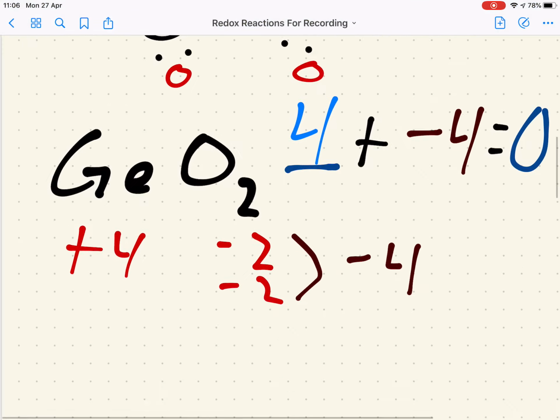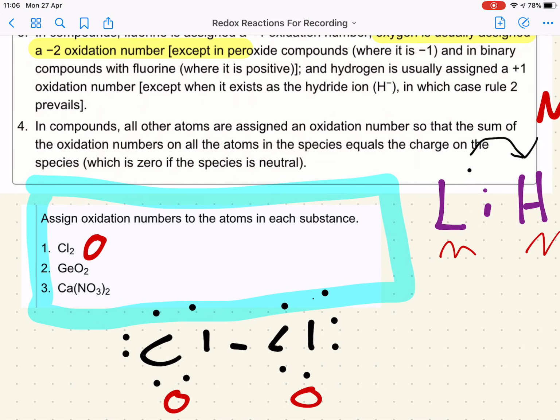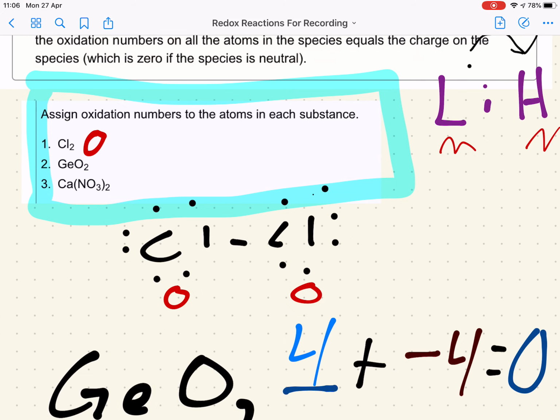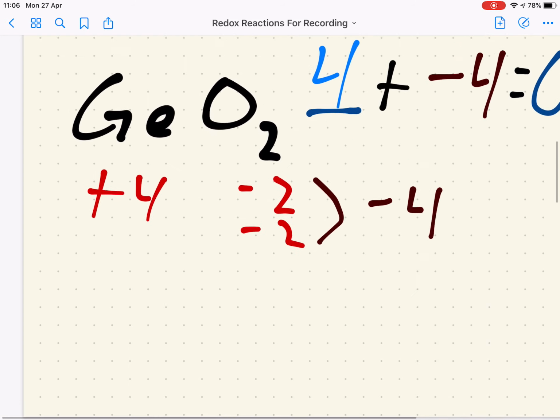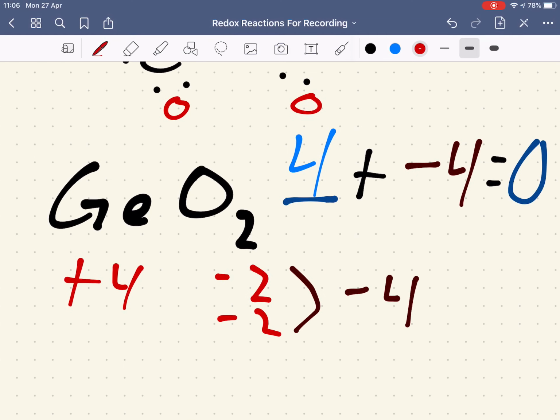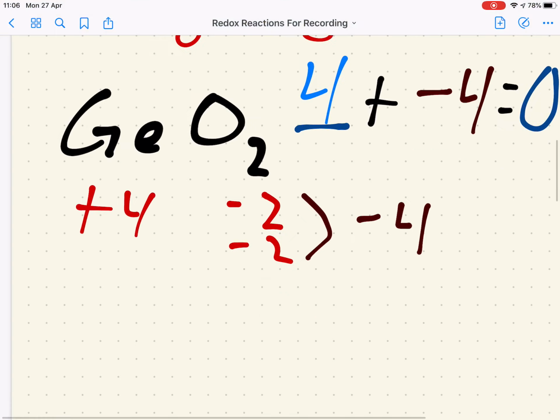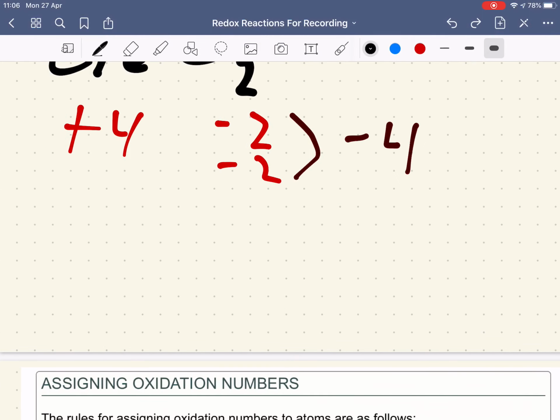Let's do another one. Calcium nitrate. So this one's a little bit bigger, a little bit tougher. We'll write it out here. All right, so we've got Ca.